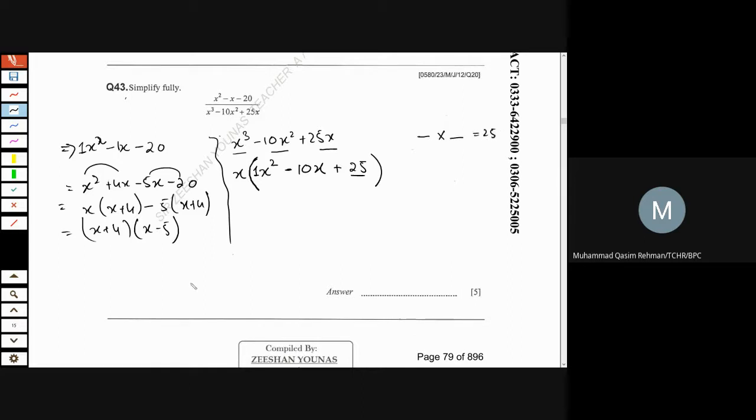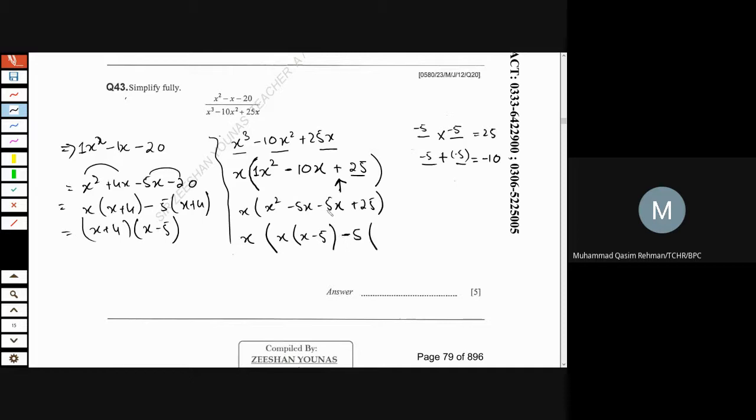So 25 times 1 is 25. I need to look for two numbers which, when multiplied, give 25, and when added, give minus 10x. Both minus 5x. So this is going to be x squared minus 5x minus 5x plus 25. Now x is common, x minus 5. Now minus 5 is common.